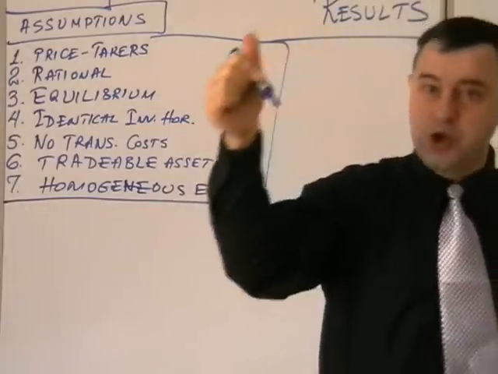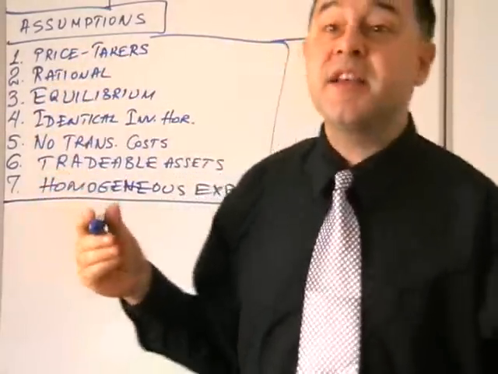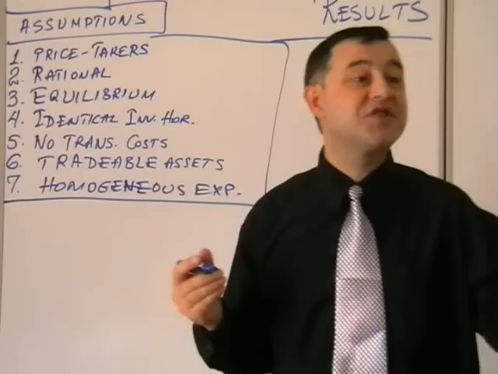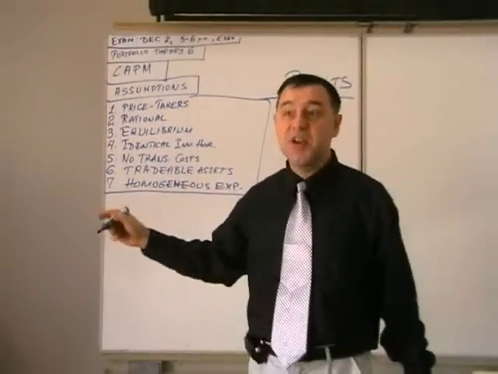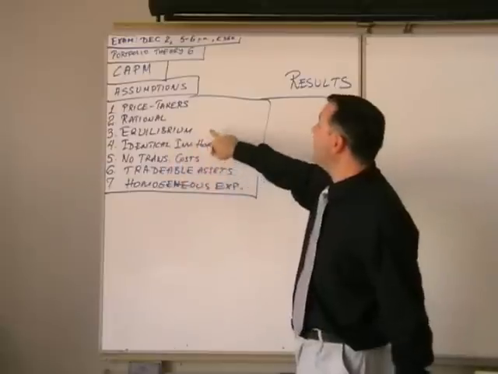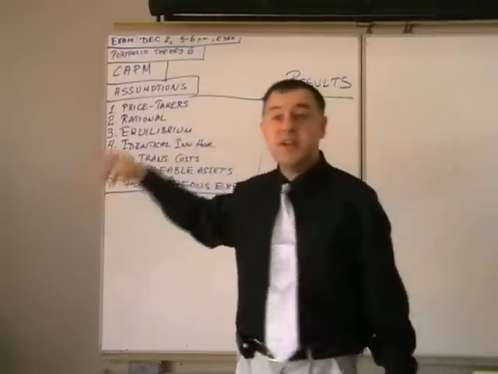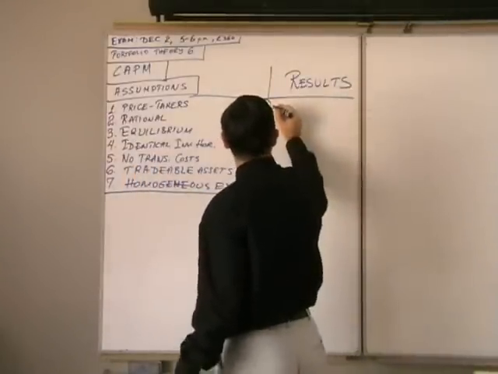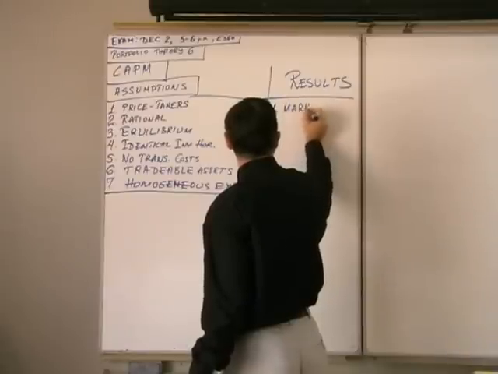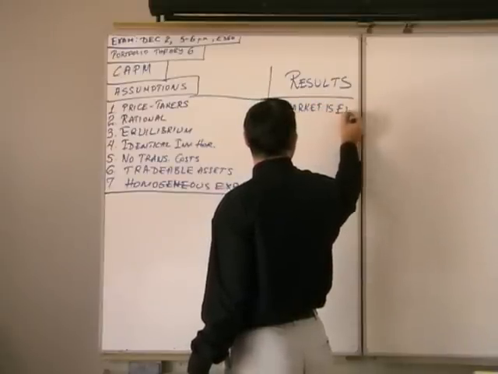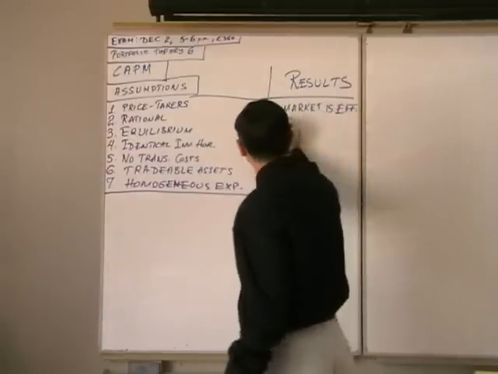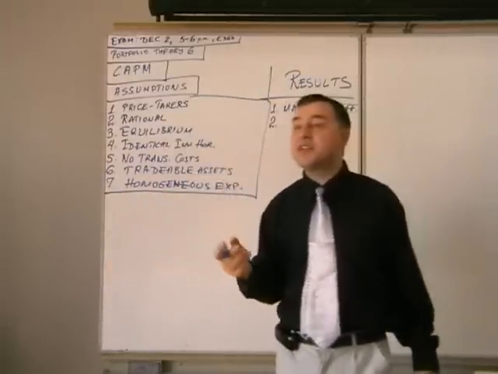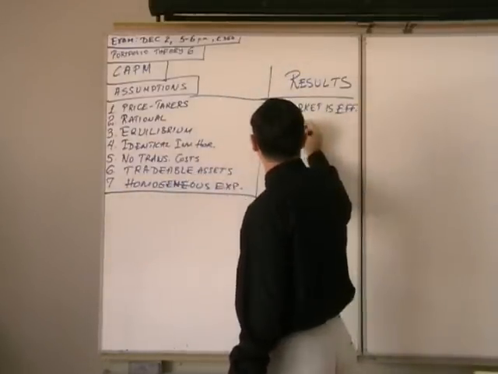The first conclusion that we have is that the market portfolio is efficient. This is actually a result of these assumptions. If everyone is rational and the market is in equilibrium, the fundamental result is that the market is efficient. In other words, the first result is market efficiency. The second fundamental result is that the market portfolio is optimal.